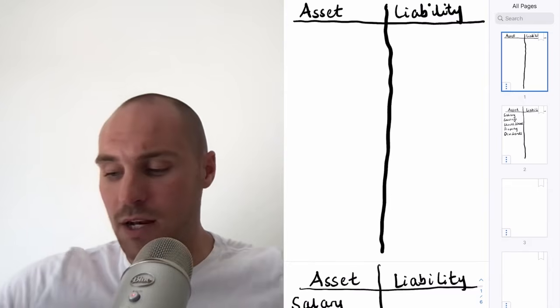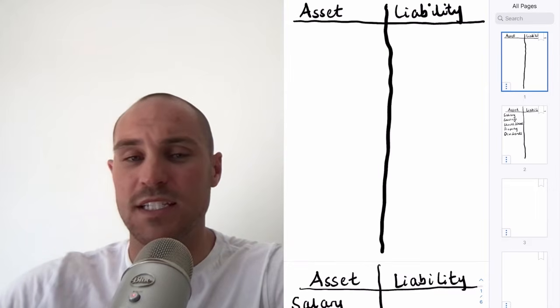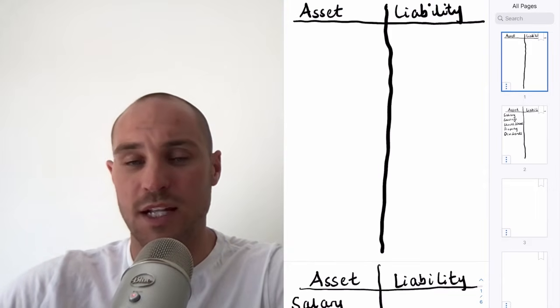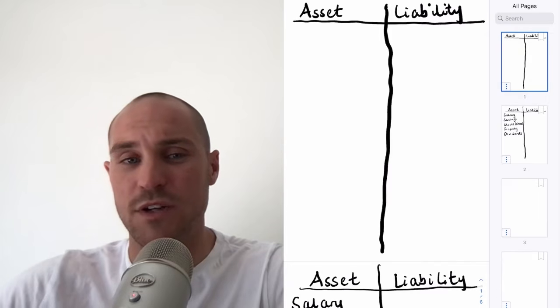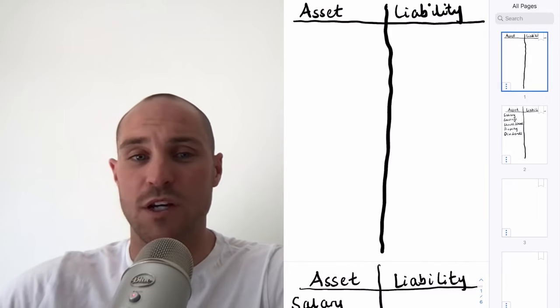So let's jump in. What is an asset then? An asset is something that pays you every month. That's a definition of an asset. And the true definition of a liability is something that costs you money every month, like expenditure.